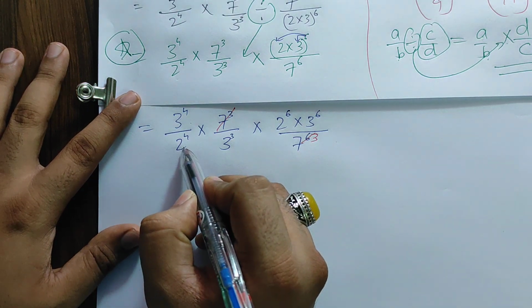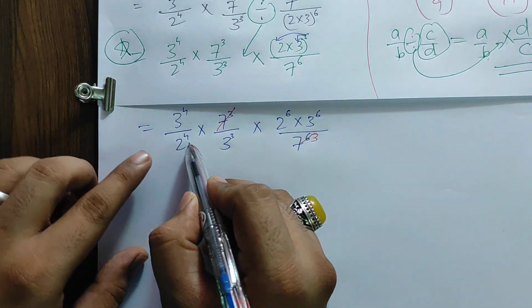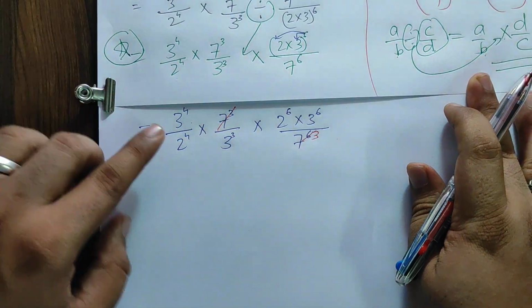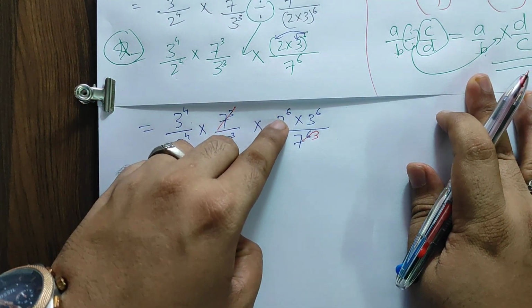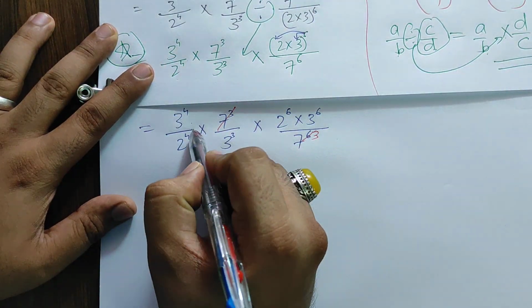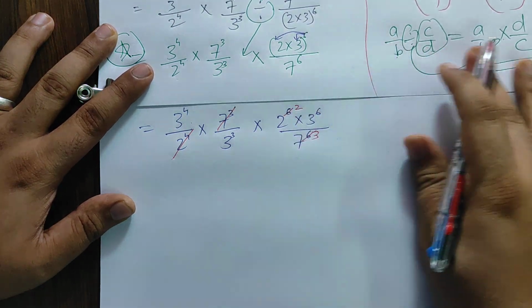This is 2 raised to 4. This is 2 raised to 6. That means there are 4 times 2. 2 into 2 into 2 into 2 into 2. There are 6 times 2. So this 4 times 2 goes off and only 2 times will be remaining.